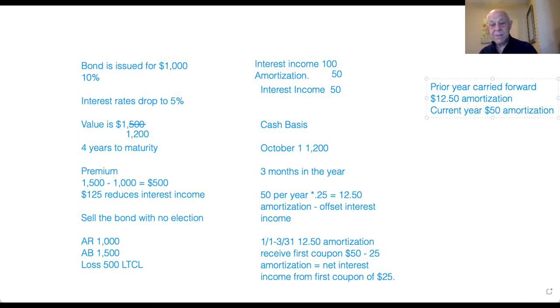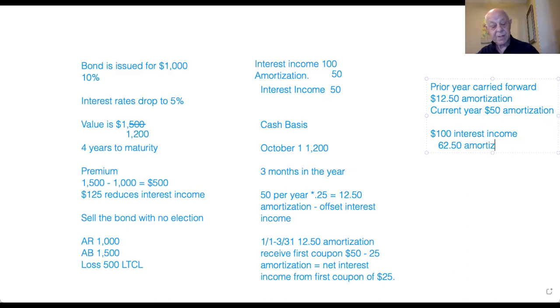And we're going to receive 2 coupons. And our coupons are going to be $100 of interest income. Now, when you add up all of the amortization, we're going to end up with $62.50 of amortization.